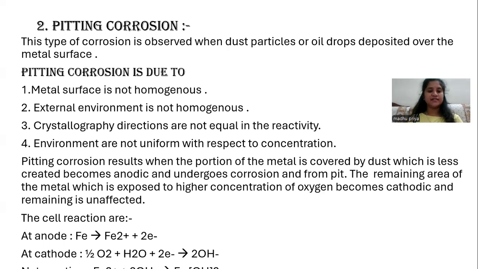Pitting corrosion results when the portion of the metal covered by dust, which is less aerated, becomes anodic and undergoes corrosion, forming a pit. The remaining area of the metal, which is exposed to a higher concentration of oxygen, becomes cathodic and remains unaffected. The cell reactions are: at anode, Fe gives Fe2+ plus 2e-; at cathode, O2 plus 2H2O plus 4e- gives 4OH-.